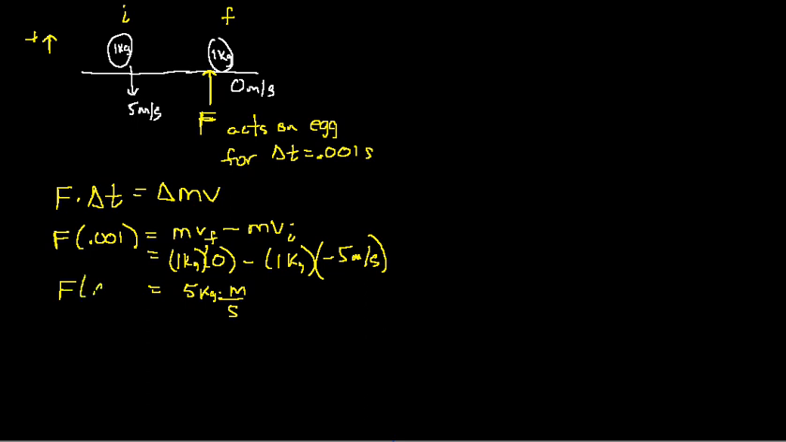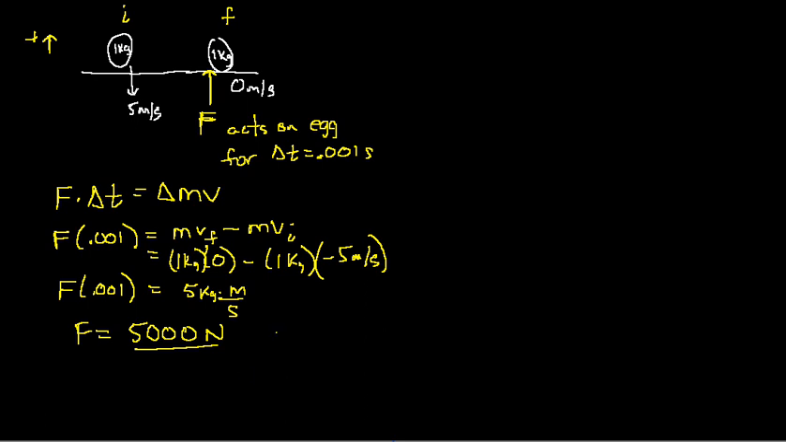So force times 0.001 is how long the force is acting. That force acts very, very briefly to change the speed of the egg from 5 meters per second to standstill. So if you calculate F, you divide both sides by 0.001, you find F has to be 5,000 newtons. Large enough force to crack the egg. And that's what happens. Eggs crack when they hit the floor because they change their momentum very, very quickly, which means that the force has to be very large on the egg.